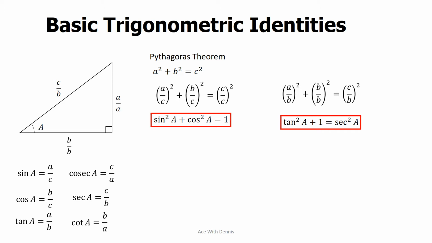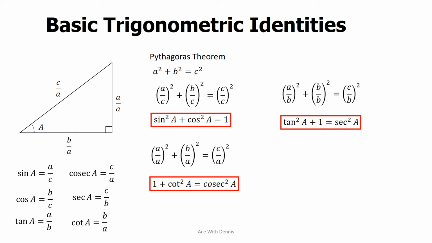Okay, now let's divide the sides by a. So the opposite side will be a over a, the adjacent side will be b over a, and the hypotenuse side will be c over a. Now we update the Pythagoras theorem again. It will be (a over a) squared plus (b over a) squared equals (c over a) squared. Therefore, the third formula that you need to know is 1 plus cotangent squared A equals cosecant squared A. This is how we get the basic trigonometric identities formulas.